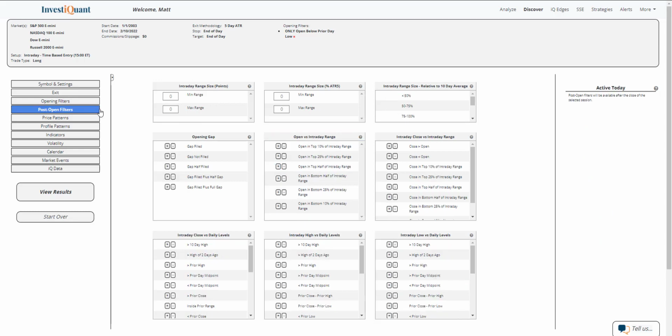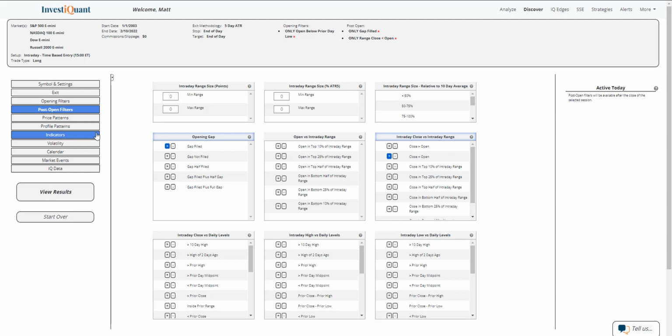All right, next thing I'm going to do is go to the post-open filters and say the 3 o'clock price is below the opening print. So I'm going to do that by going here, intraday close versus intraday range. I'm going to say close below open, and I'm going to say that the gap was filled. So the opening gap here, I'm going to hit equals next to gap filled. That means that we traded to the prior day's closing price. So we've got this giant down gap, which we opened below prior day low. We rushed up to the prior day's closing price, filled the gap, and have turned back lower.